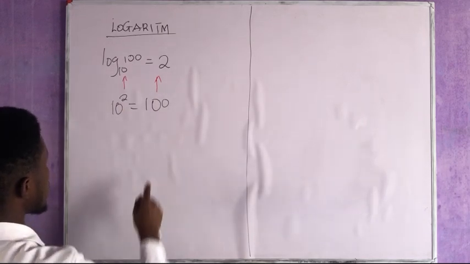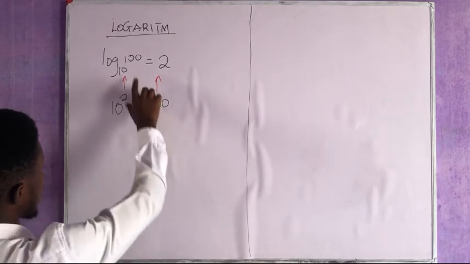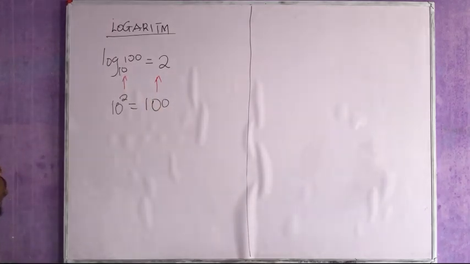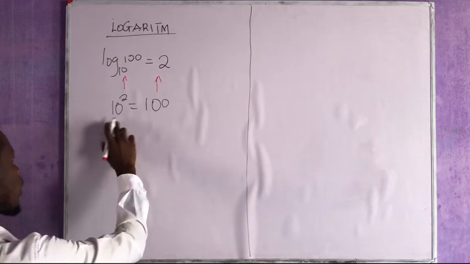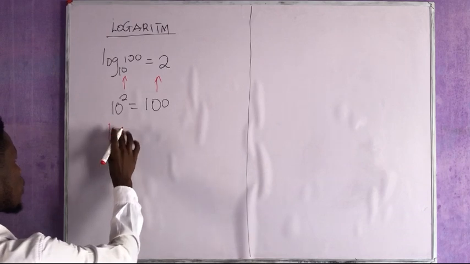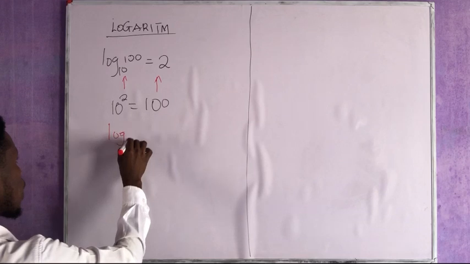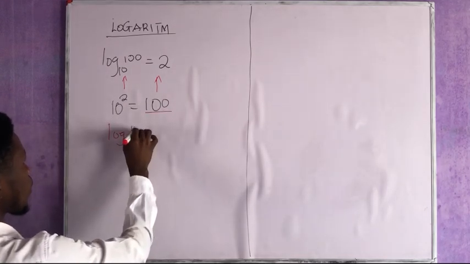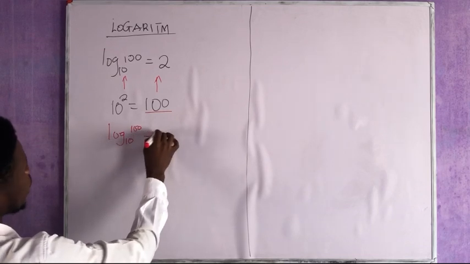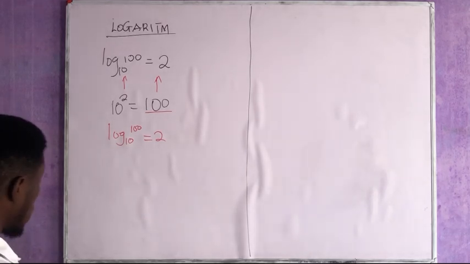The answer. It means that if they ask you to write this one in the logarithm form, whatever they give you, you take the base of that indices as your base of the logarithm, and the answer there becomes your power for the log, and the power of this becomes your answer. Is that okay?